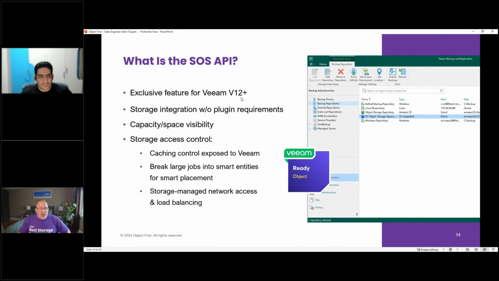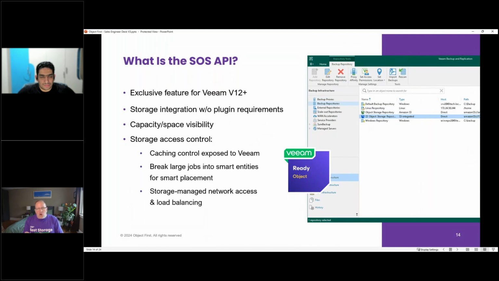So there's caching. The caching control is exposed to Veeam as well. So the caching in the OOTBI SOS API, Veeam knows about that. So it can break large jobs into so-called smart entities for smart placement. To give an example, if you have a backup job with, let's say, 50 VMs, each VM will be considered a smart entity, okay? And if you have a scale out, it can place that smart entity on one of the extents, and it'll know which one it's on.